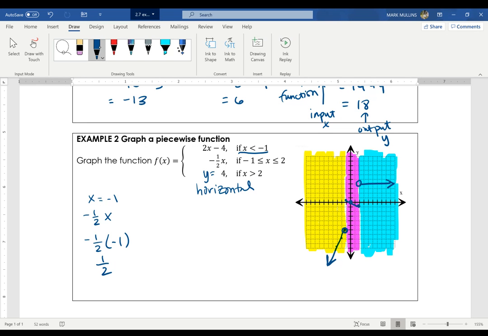And then when x is greater than 2, so over in the blue region, I knew that I had to have a horizontal line, y had to always equal 4. So that is a piecewise function. This is all we have for notes on piecewise functions. Please ask questions if you still have them, and there's a few homework problems for you to try.